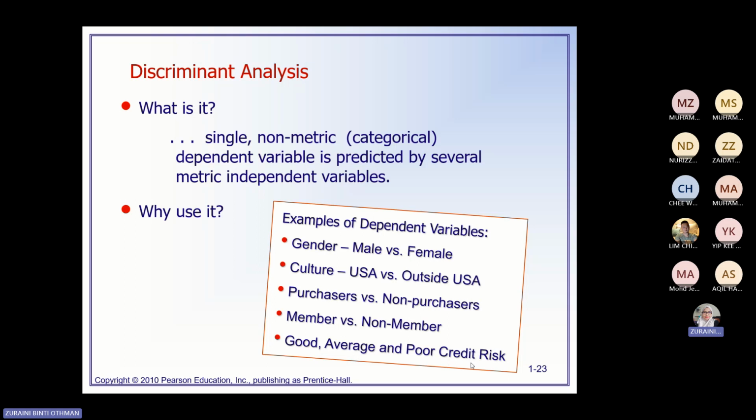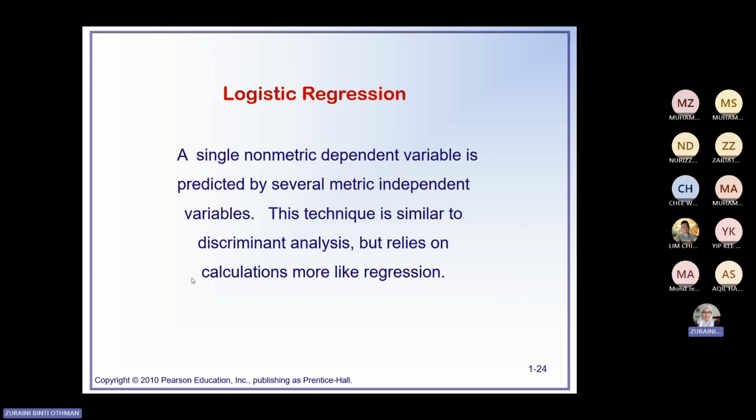Ini macam kita nak cari, kalau macam purchaser and non-purchaser ni mungkin ada something yang kita nak tengok. Apa faktor yang orang membeli dan bukan, kan? Okay. So, on logistic regression, a single non-metric dependent variable is predicted by several metric independent variables. This technique is similar to discriminant analysis, but relies on calculation more like regression.